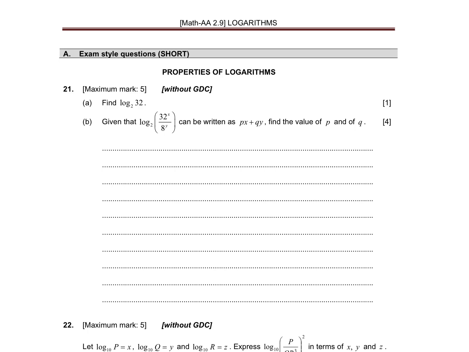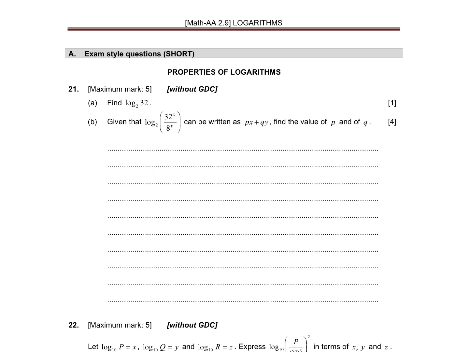All right, find the log base 2 of 32. So we're thinking, basically, if we set this equal to x, we're rewriting it exponentially. So we've got 2 to the x equals 32, and x will equal 5.